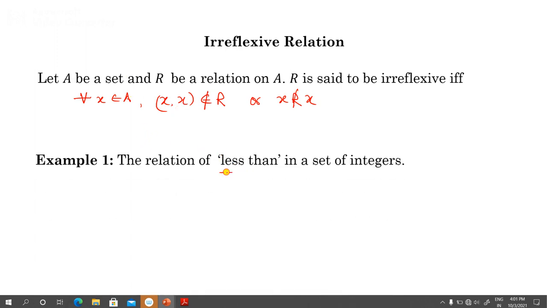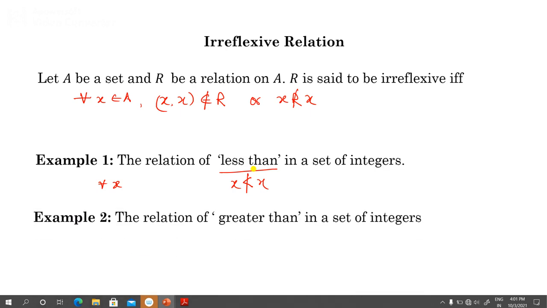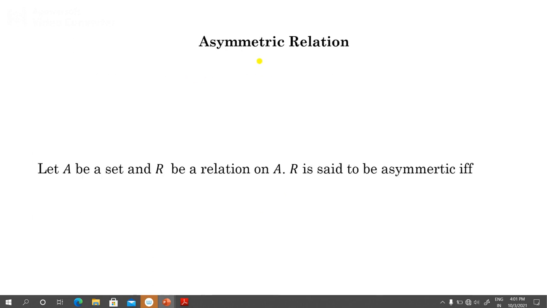The relation of less than in a set of integers. So if you see this relation less than, you cannot write 1 is less than 1. So for all x, you can write x is not less than x. So in this way, this pair does not belong to R and therefore this relation is irreflexive relation. Another example, similarly, greater than is also an irreflexive relation.